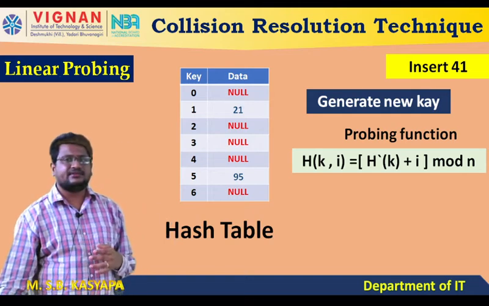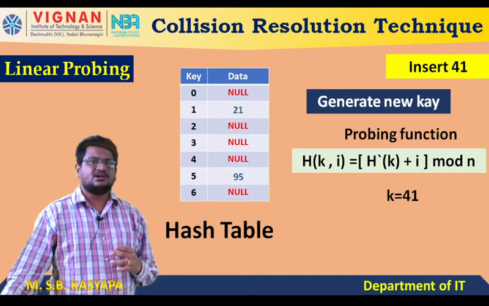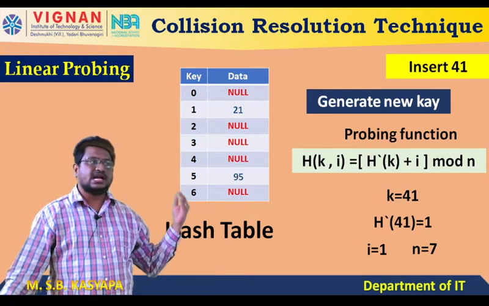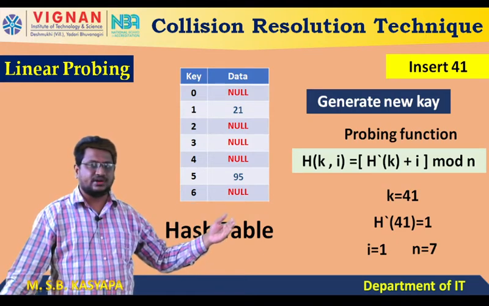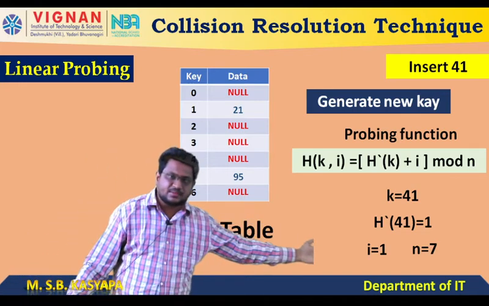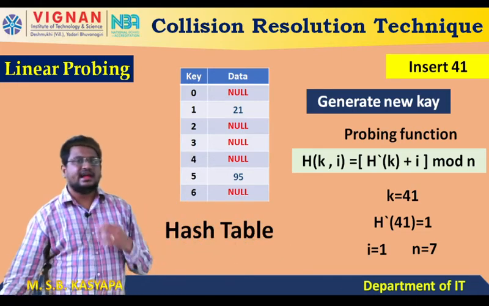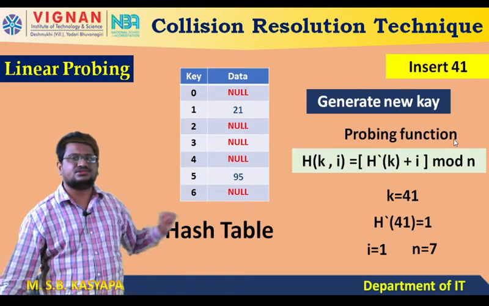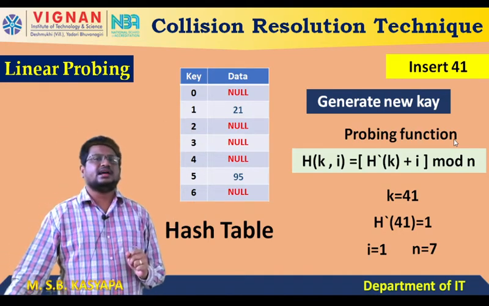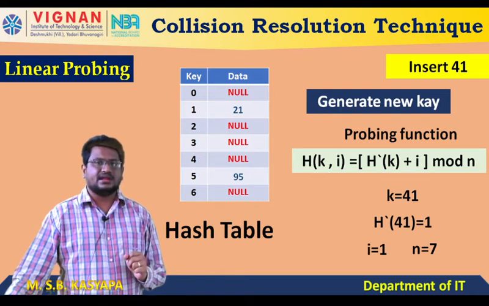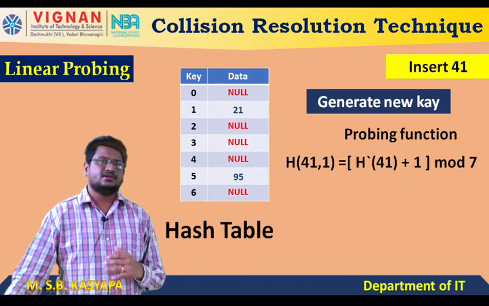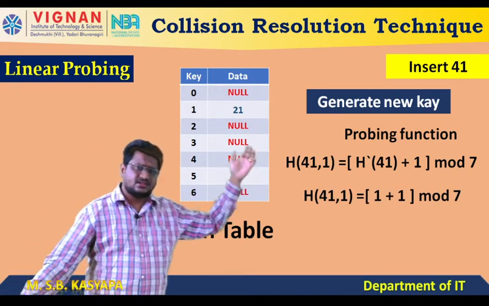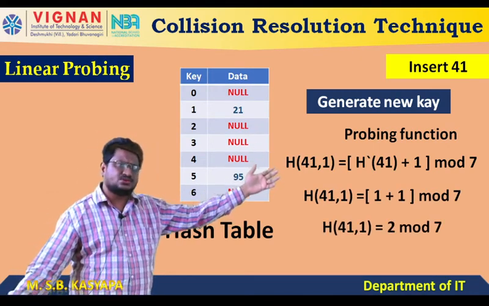Now, let us take the values. h dash of k means the already generated key, with k equal to 41. h of 41 I already generated in the last slide, and that is 1. Initially my probing value is i equals 1, and the size of the hash table is 7, since I can store 7 values. So now h dash of 41: 1 plus 1 is 2, am I right? 2 modulo 7.